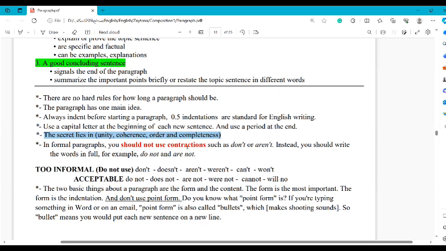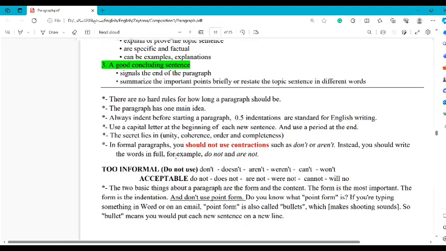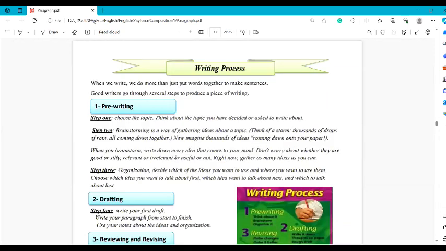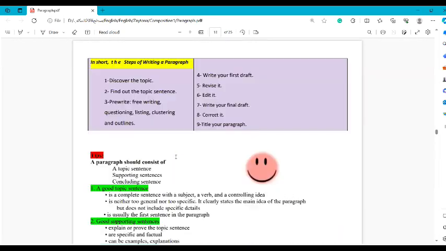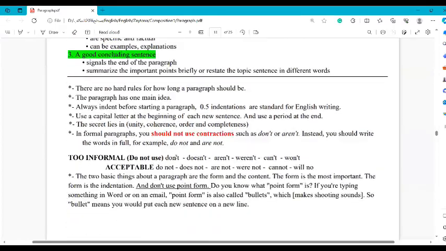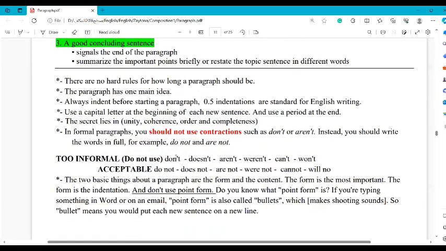If you need to revise those elements, you can go to page number 9, because we talked about them a lot. Okay, you need to understand the unity, coherence, order, and completeness. Those who are attending each lecture, I think they are familiar with those elements. Okay, number 6. Yes, please, who can read it? Can I read? Yes, go ahead.